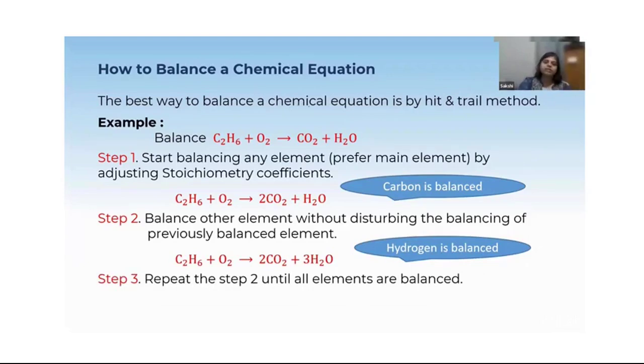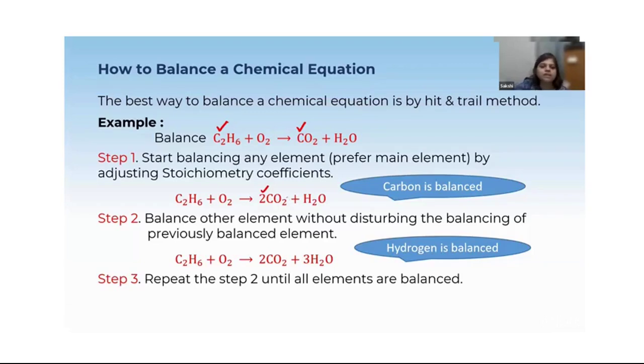We follow a method that is known as the hit and trial method. So what do we do? Basically, we start balancing by any element, but prefer the main element, okay? Let us see here, carbon. Okay, is carbon balanced here? No, the carbon is not balanced here because here there are two carbon atoms, here there's just one. So I put two here, okay, it becomes 2CO2.